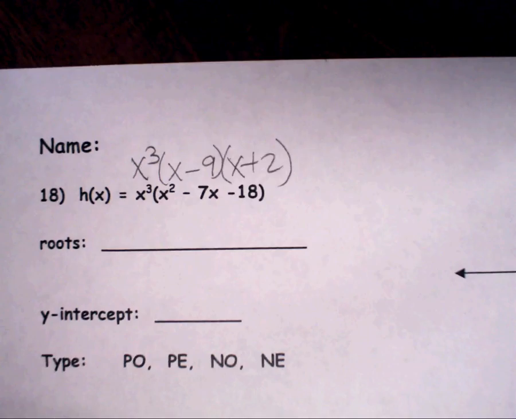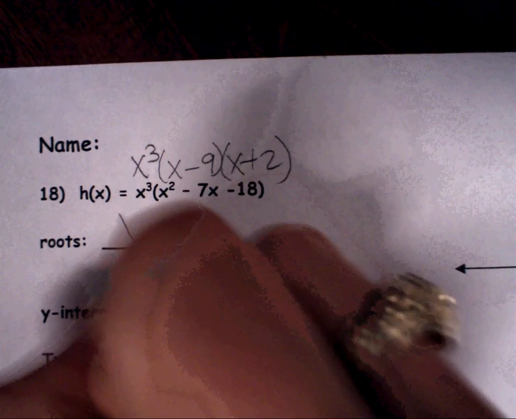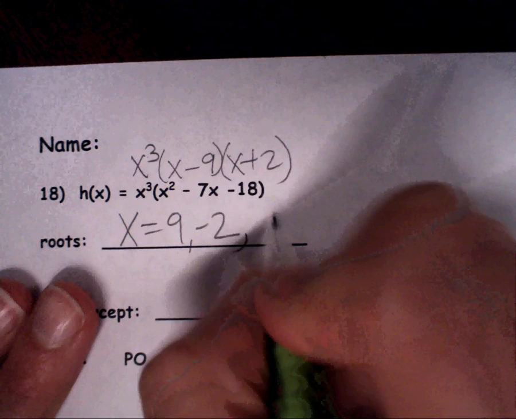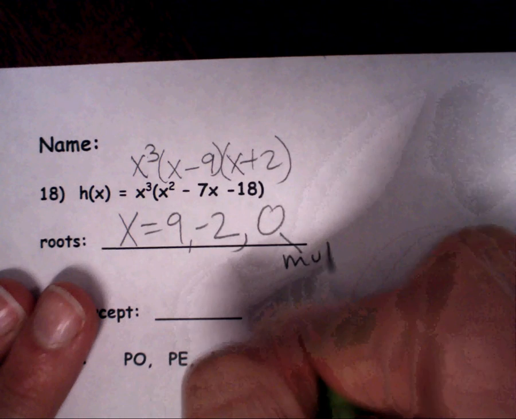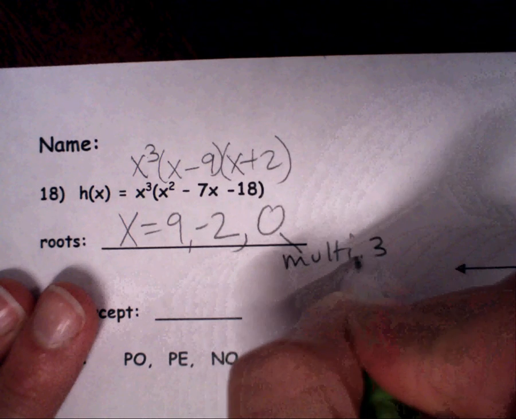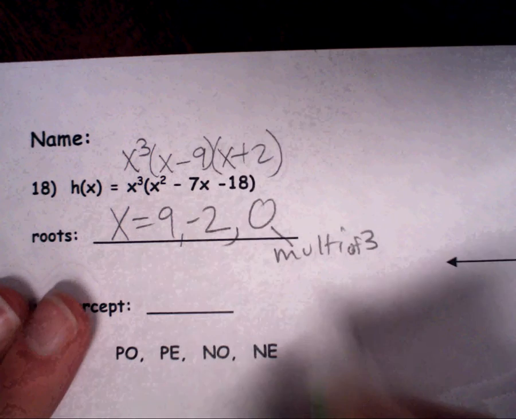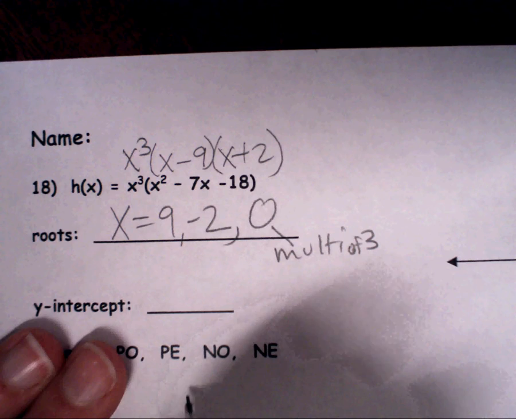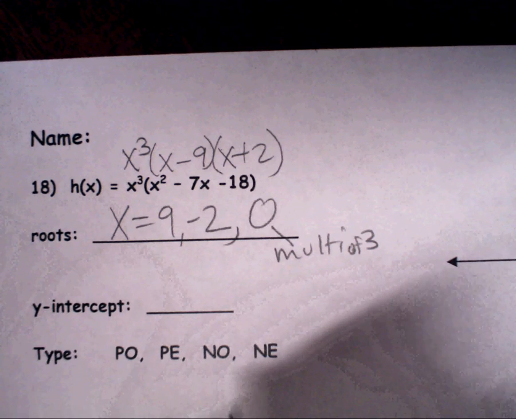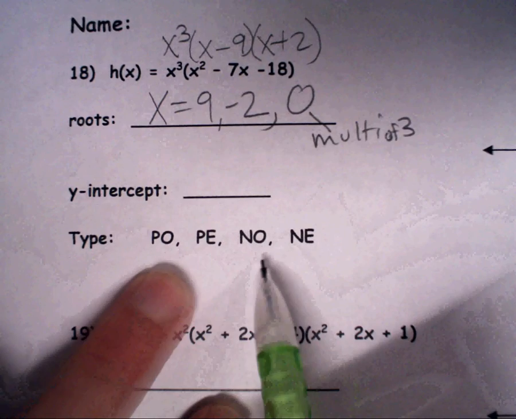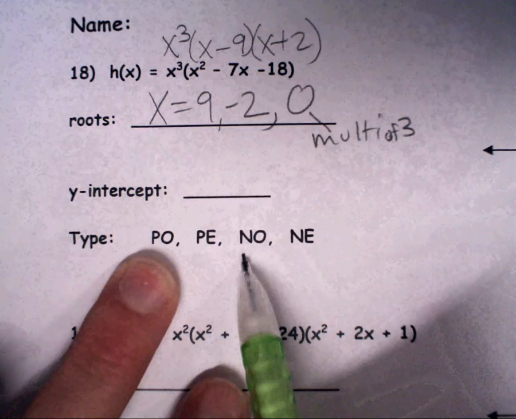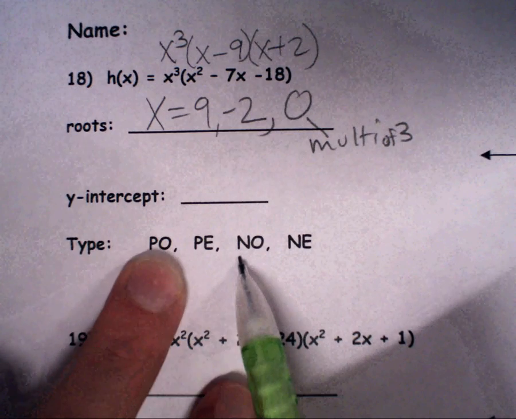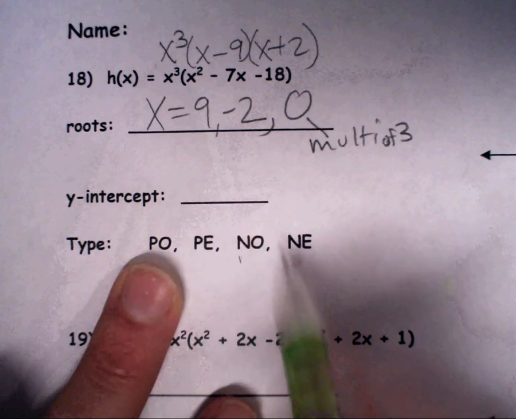So we see two roots. Two of them are going to be 9 and negative 2. And then this one would be 0, and this would have a multiplicity of 3. That means it happens 3 times. So if that happens 3 times, these two happen once. That's a total of 5 roots. Well, if it's 5, it's going to be either PO or NO, because it's odd. 5 is odd. So looking at the number in front of the x to the third, it is positive odd.